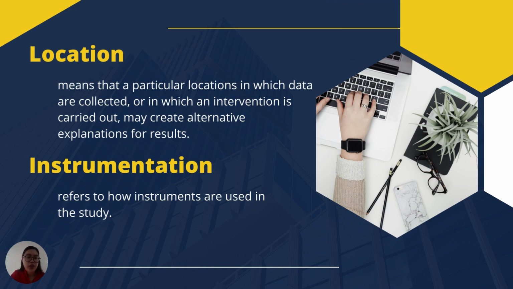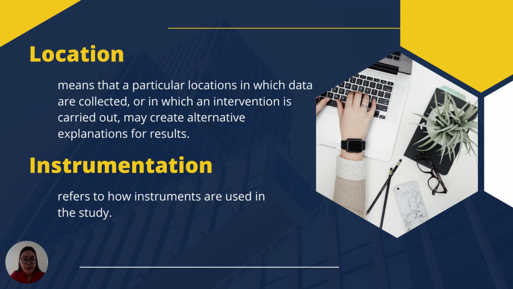So the fourth threat is the instrumentation threat. This refers to how instruments are used in the study. So there are several ways in which an instrumentation effect may occur. One way is through what is referred to as instrument decay. The procedure for administering the instrument changes over a period of time.